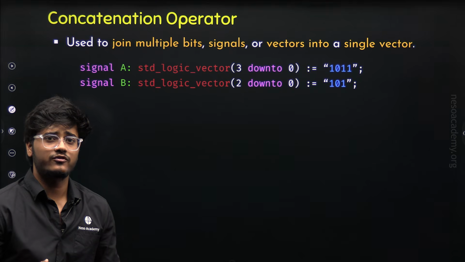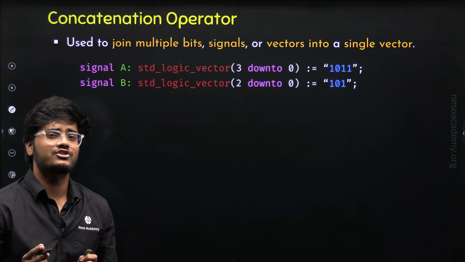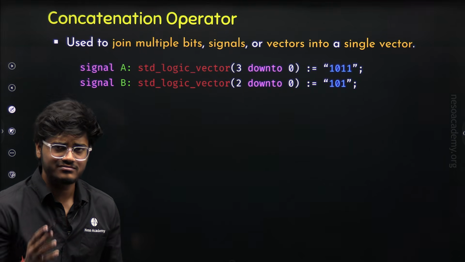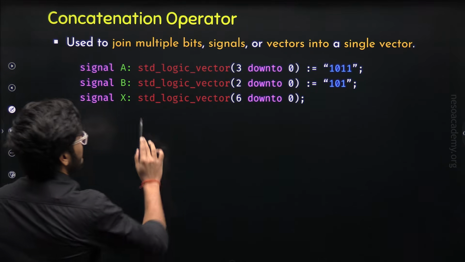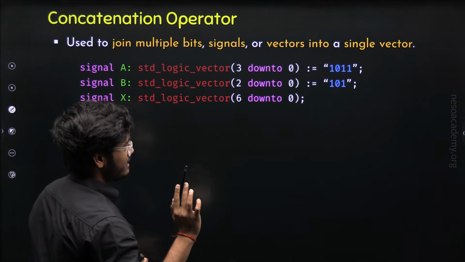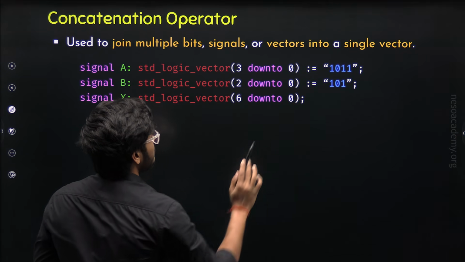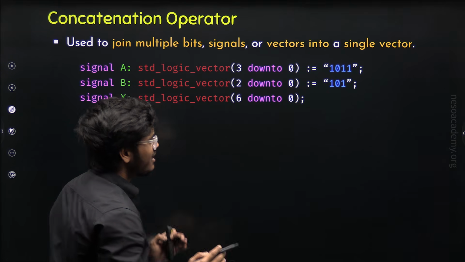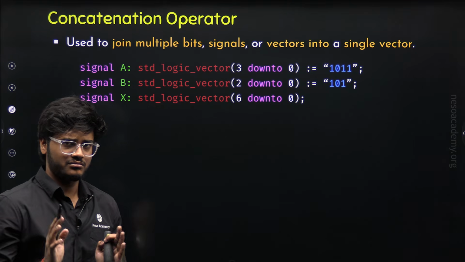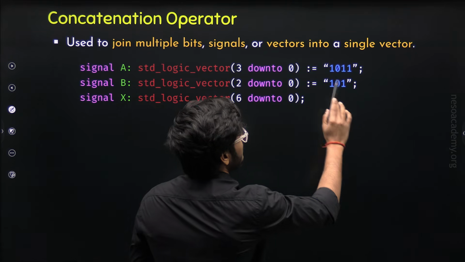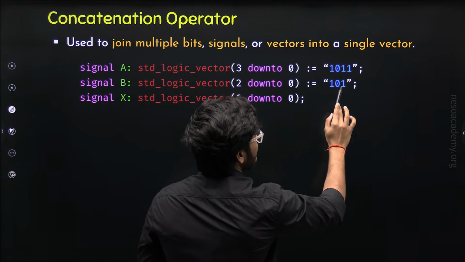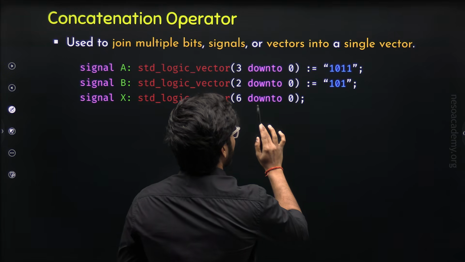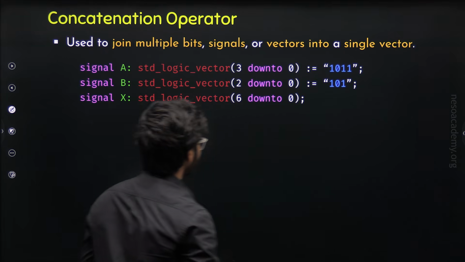For that, I will perform concatenation operation and store the result inside another signal. Example, signal X with same data type standard logic vector and the length 6 down to 0, which is 7-bit. Why 6 down to 0? Because here we are merging a 4-bit vector to this 3-bit vector. 4 plus 3 equals to 7. Therefore, 6 down to 0.